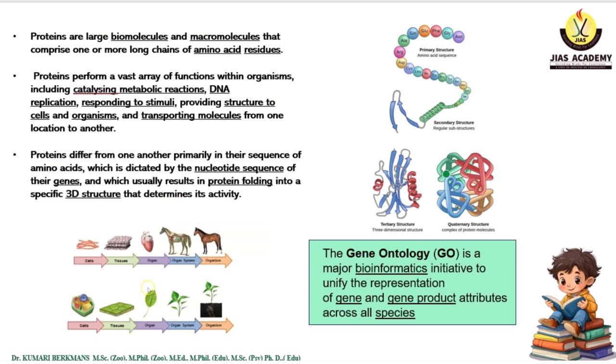All these will be done by the proteins. And each and every protein chain is different from the others, so according to the amino acid sequence, their function differs. What is gene ontology? It is a major bioinformatics initiative to unify the representation of gene and gene product attributes across all species. So that subject is called gene ontology. It is a study about genes.